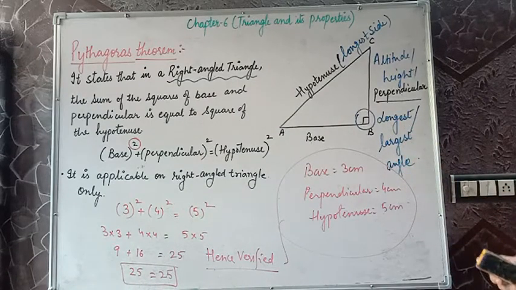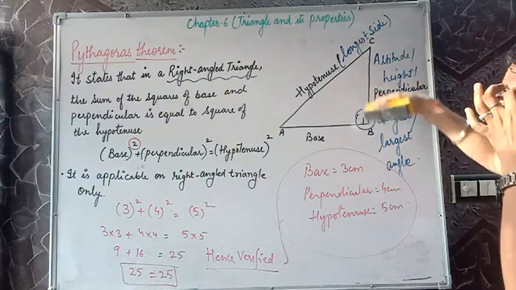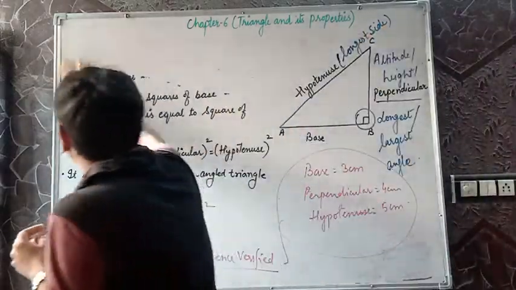Next, two important properties we'll see. Here only I'll take what is the area of a triangle.